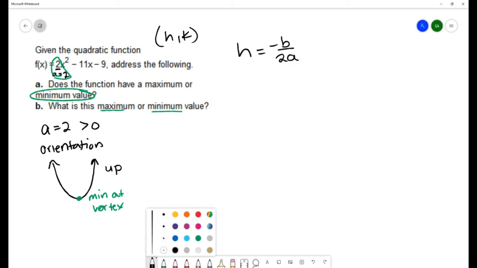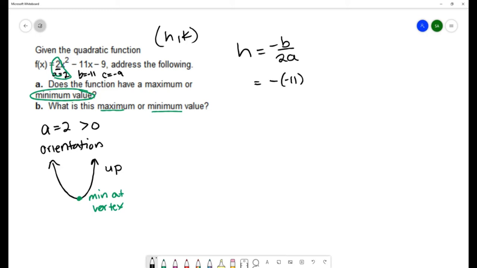The value of b is negative 11, and the value of c is negative 9. So when we're finding this vertex, we're going to substitute into the formula. That gives negative 11. So I'm using the negative from the formula, and the number is negative, so I want to make sure that I include both of those negatives. Sometimes we forget that. We have 2 times a, which is 2. So we have our h being positive 11 over 4.